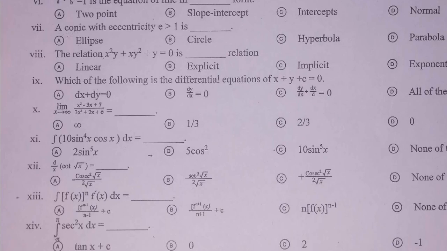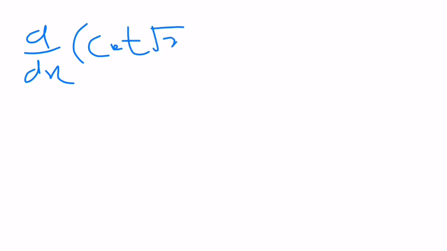Derivative of cotangent square root x is equal to what?